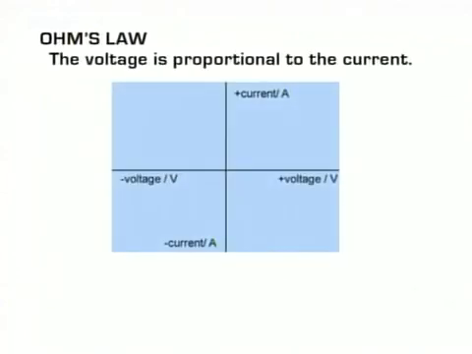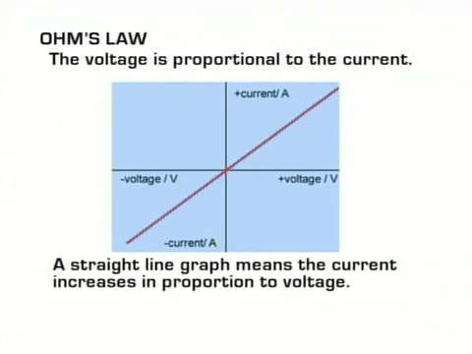Another way of stating Ohm's law is to say that the voltage is proportional to the current, as long as the resistance and the temperature stay the same. If we plot a graph of current against voltage for a normal resistor, it's a straight line. As you increase the voltage, so the current increases in proportion.